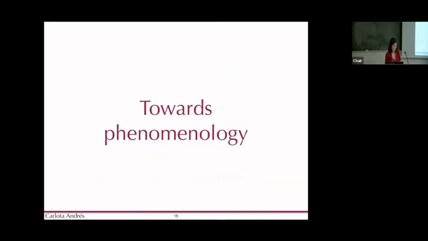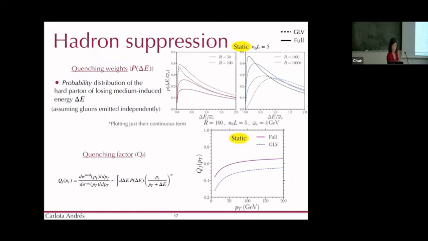So not bad. Okay. So now what we want to do is try to do phenomenology. And as a first thing, we can, for instance, try to compute something like the quenching factor, which is a proxy for the RAA, the most basic observable we can compute. And for that, we need to compute something that we call the quenching weights, which is the probability distribution that the hard parton loses some energy delta. The thing is that we can compute these, and now that we have the scaling laws, we can do it using the scaling laws for the dynamic spectrum, and that's not a problem.